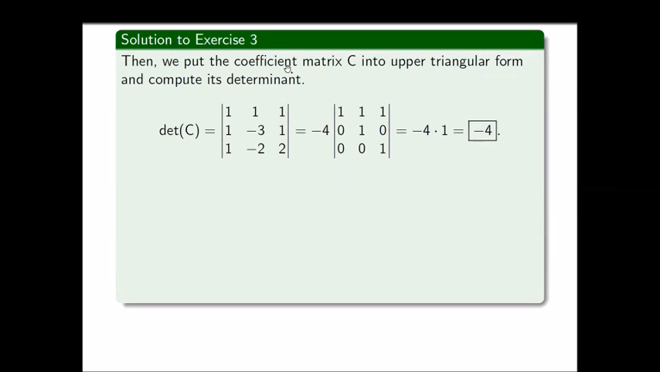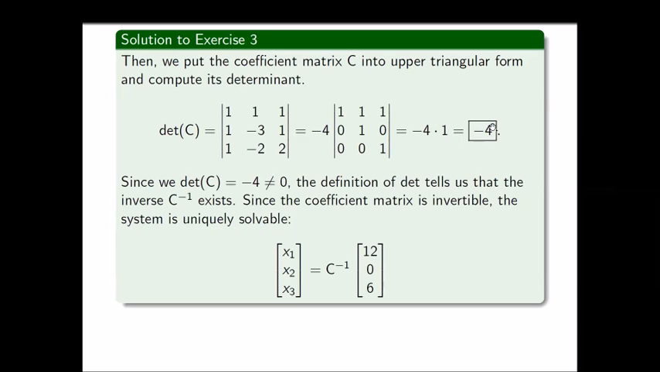Then we put the coefficient matrix into upper triangular form using a series of row operations that I haven't mentioned here, but you're very welcome to check that you eventually get the determinant to be minus 4. So because the determinant is minus 4 and therefore non-zero, the definition of determinant tells us that C is invertible and therefore C inverse exists. Now, since the coefficient matrix is invertible, the system is uniquely solvable, and the solution is given by the product of the matrix C inverse and the vector of constants 12, 0, 6.